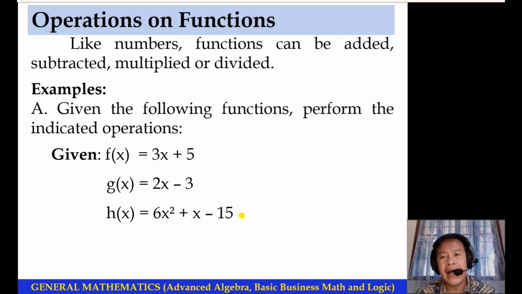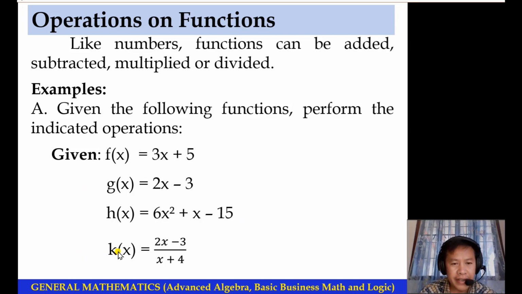It is a very necessary ability to identify what particular function is given by the equation. Because if you are able to identify automatically what type of function is given by the equation, it will give you an idea how you are going to do the indicated operations in our problem.